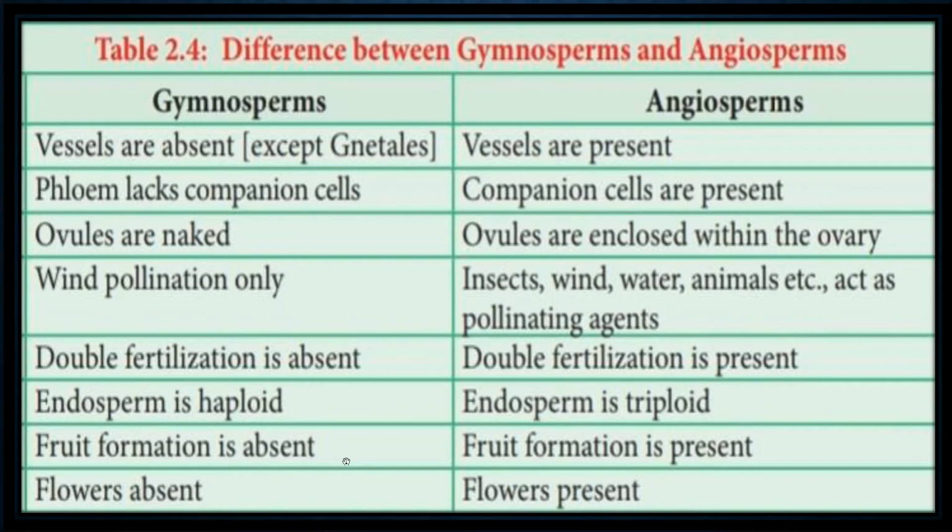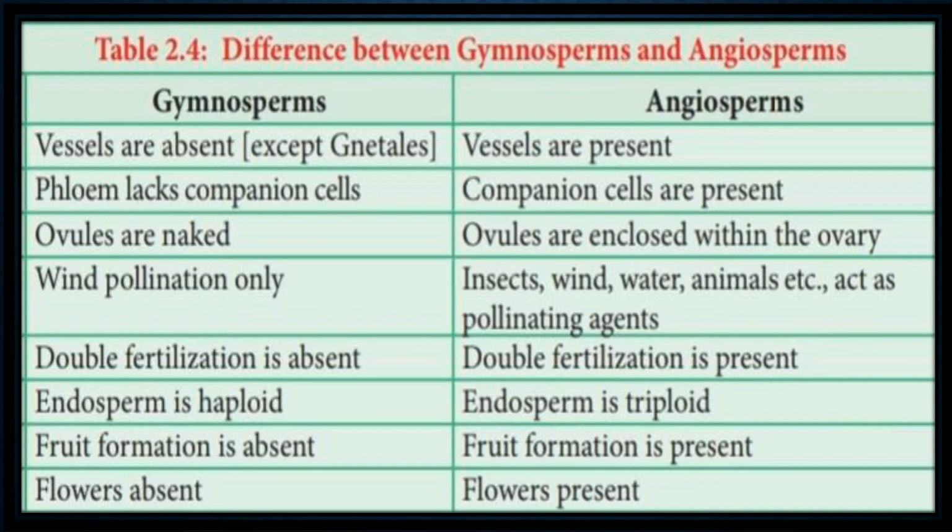What are the differences between gymnosperm and angiosperm? So far we have been learning about gymnosperms, and now we are going to learn about angiosperms. Before that, let us know the differences between them. In gymnosperms, vessels are absent except in the last higher class, the Gnetales. All the other classes do not have vessels. Gnetales have vessels in them.